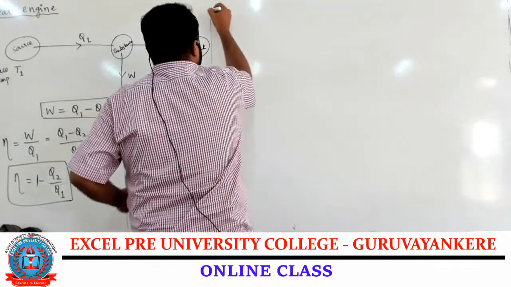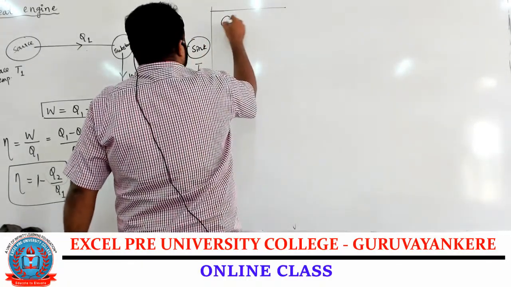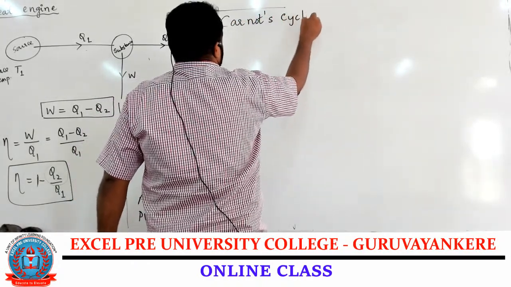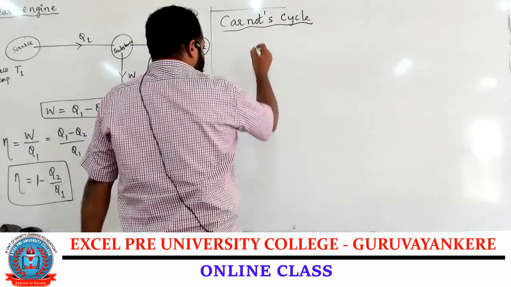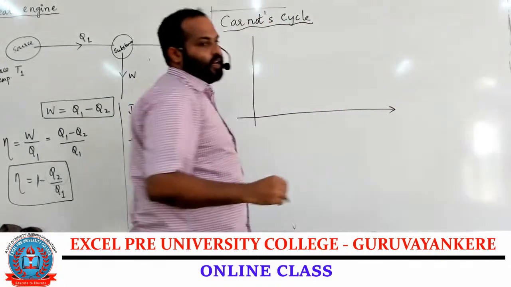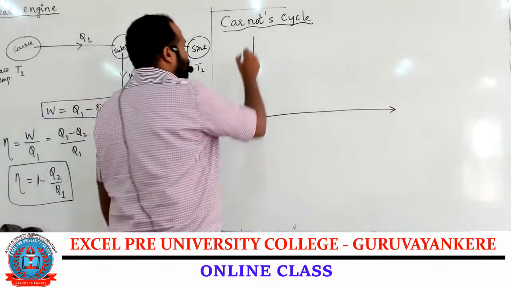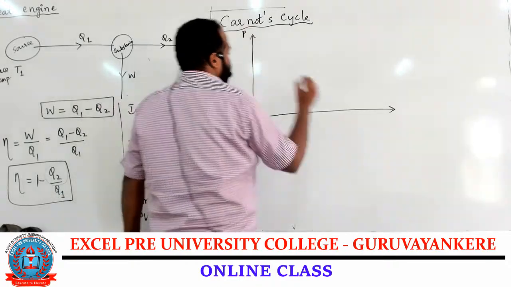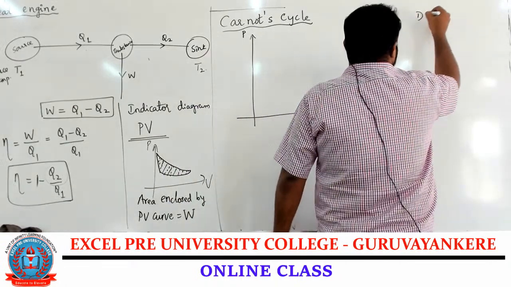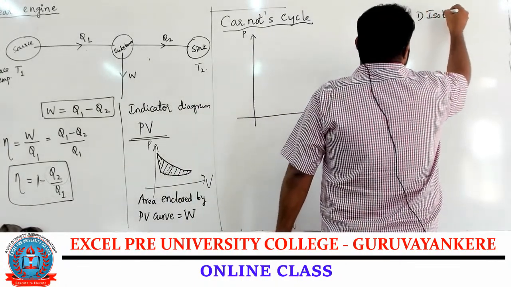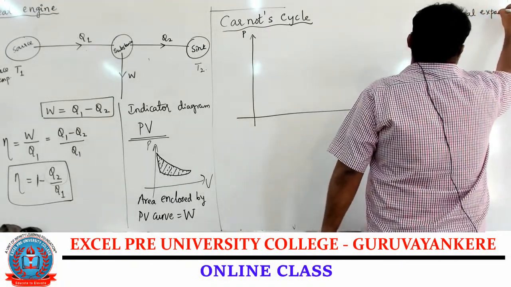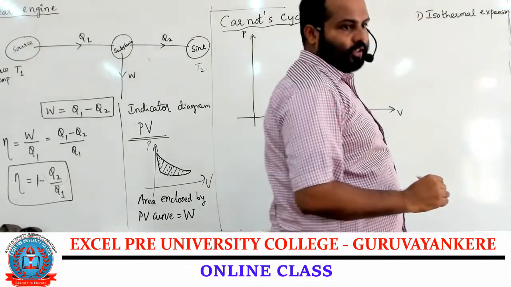So Carnot thought about this much. Then what he thought was a simple design where he didn't want to lose any heat energy. So he tried 4 processes. This is a PV diagram. The first process was isothermal expansion. Isothermal expansion. Is it visible now?